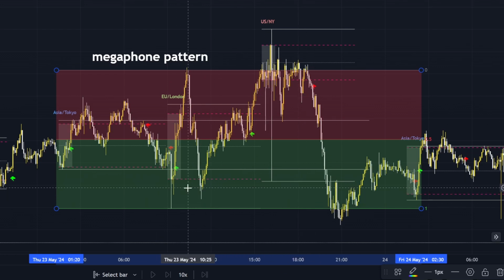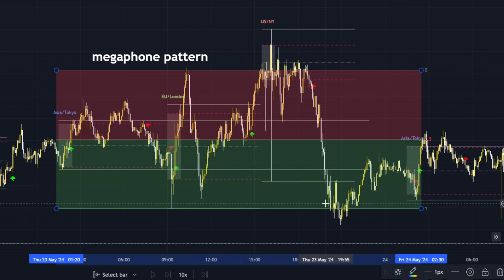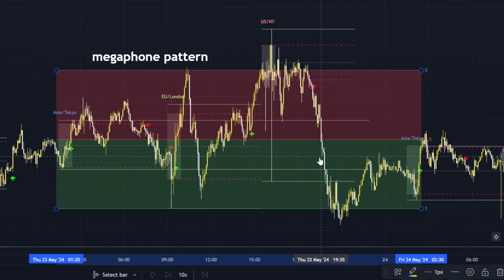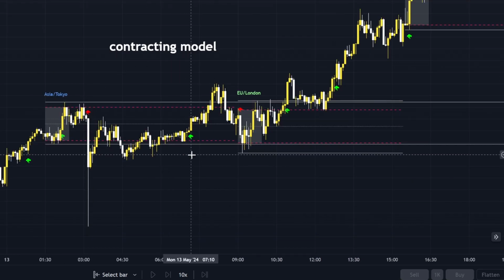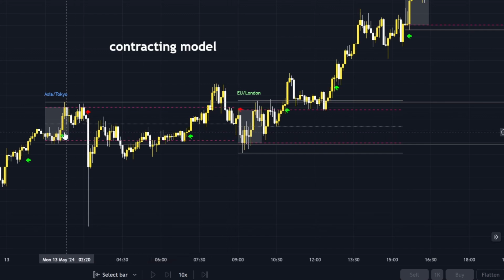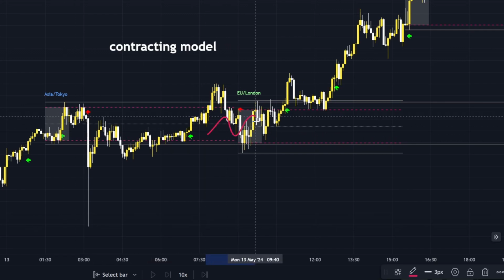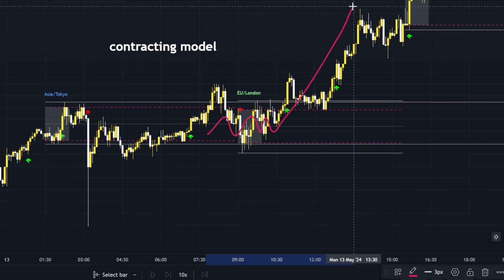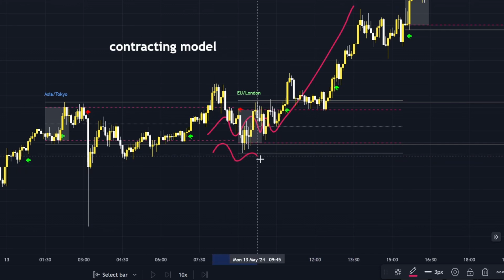So lower half buys, top half sells, and then once it crosses over into the other half, get out of your position. All right, contracting models are very hard to find. Even this one doesn't quite qualify because this range isn't completely within the Tokyo range, but it's close enough. Essentially what you're getting here is tight consolidation and then shooting up either up or down.